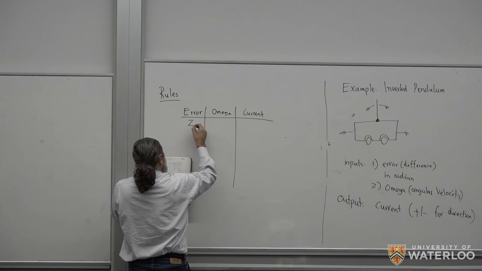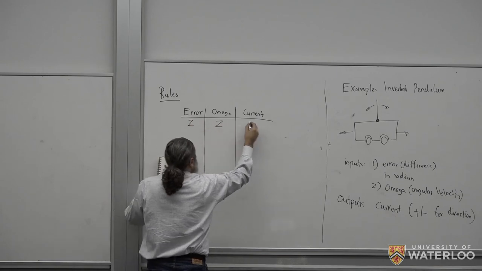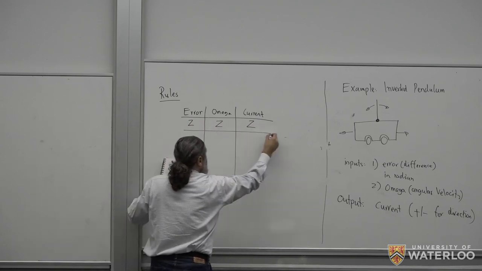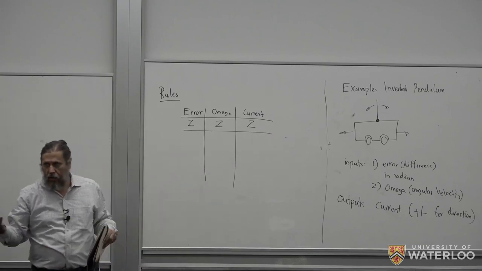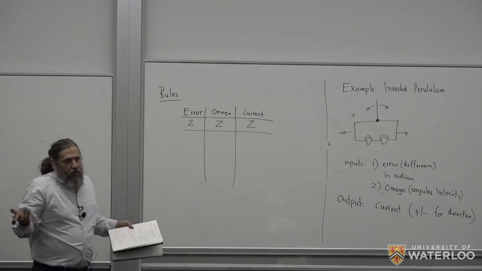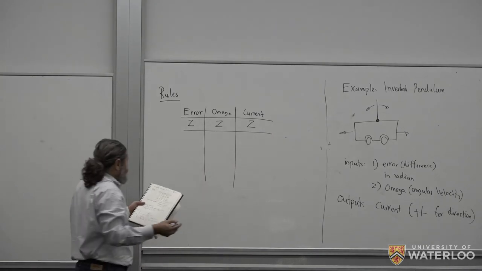If your error is zero and your omega is zero, then the current is zero. Is that clear? You are a smart guy. You say, yeah, I get that. There's nothing to control. Everything is okay.